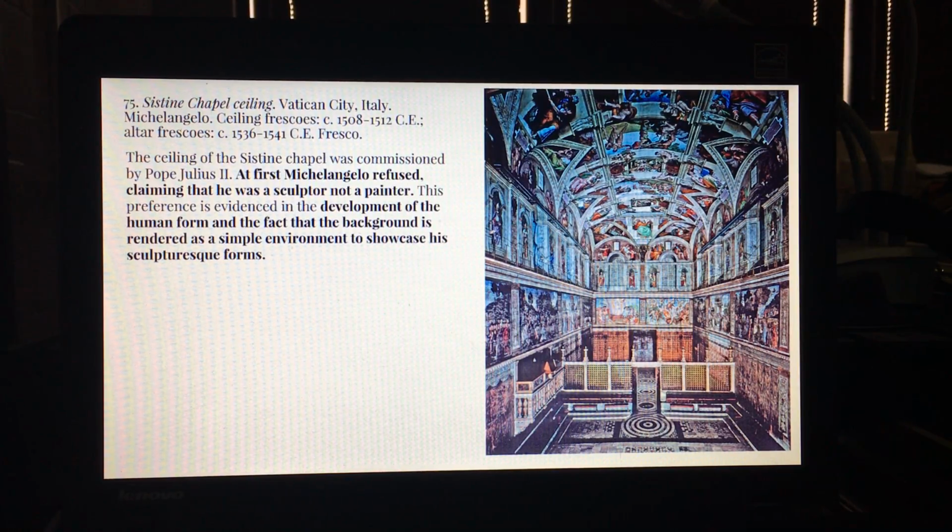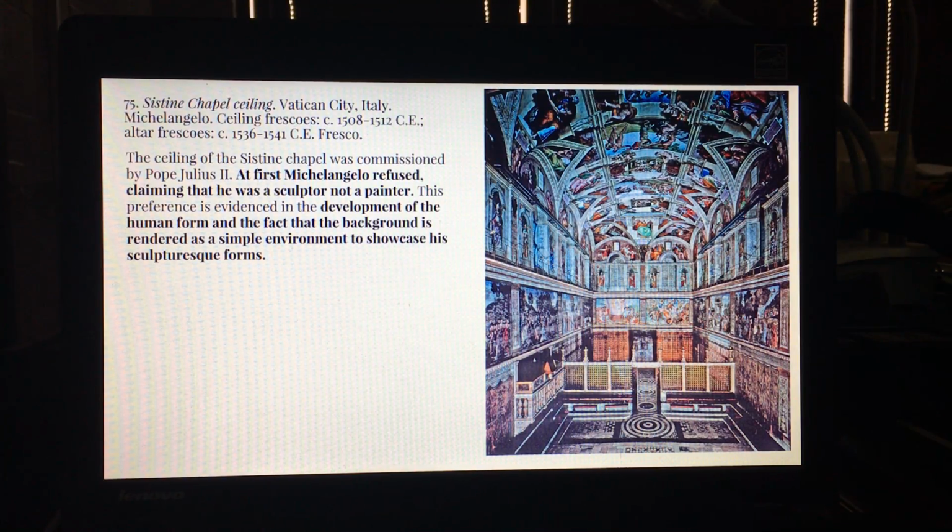He was fairly resistant, initially at least, because he really thought of himself exclusively as a sculptor, not a painter. But as you will be able to see in the human figures there, his depictions of the human body are very muscular. There's a lot of movement in them, and so they really are quite sculptural.